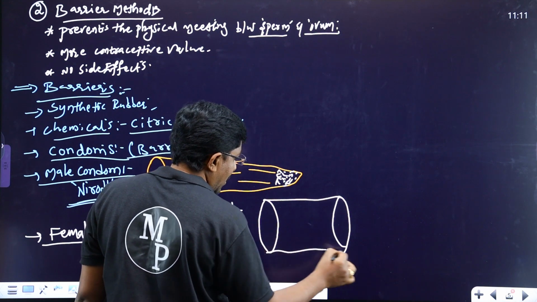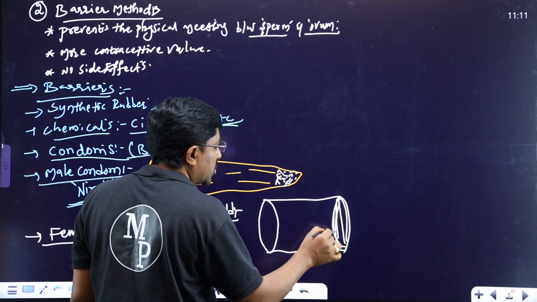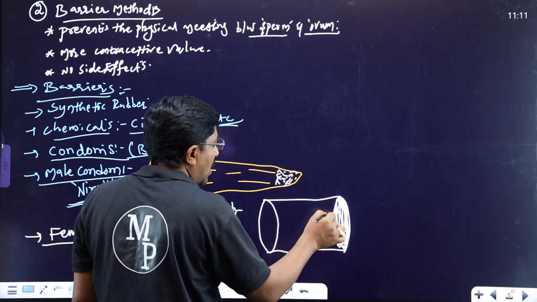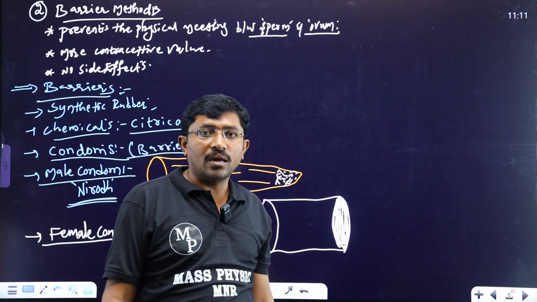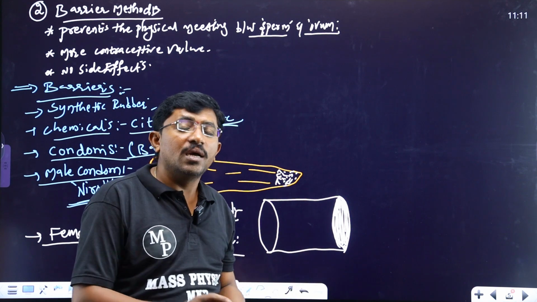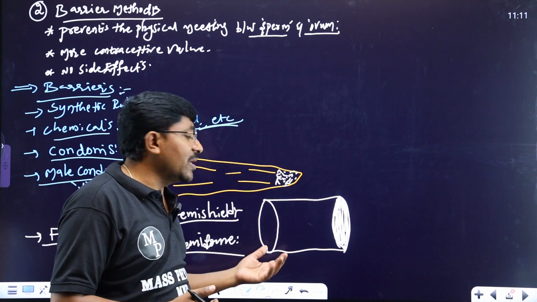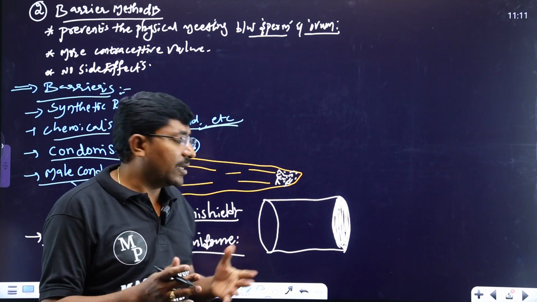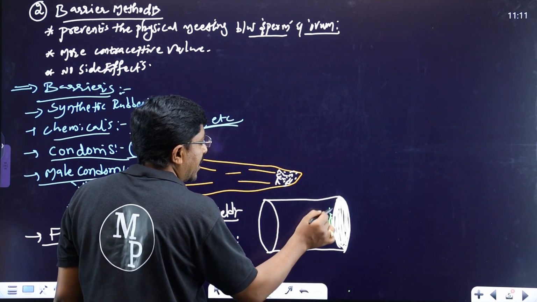In these two rings, one ring is closed with the sheath, and these condoms are inserted by the woman herself into the vagina. There is no need for professionals to insert these condoms into the reproductive tract. Either male or female condoms are inserted, especially female condoms, which are inserted by the woman herself into the vaginal tract.